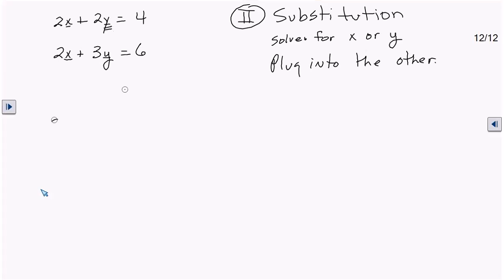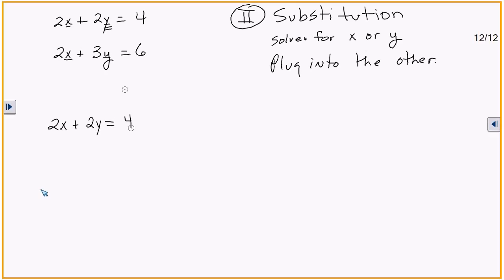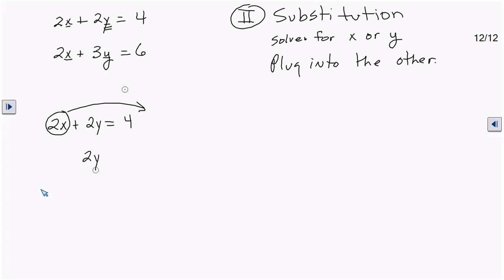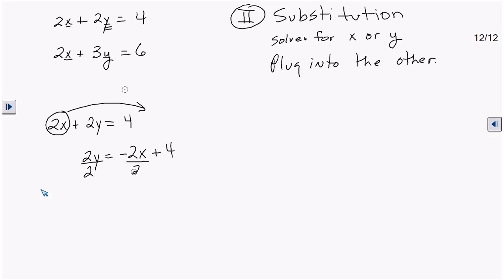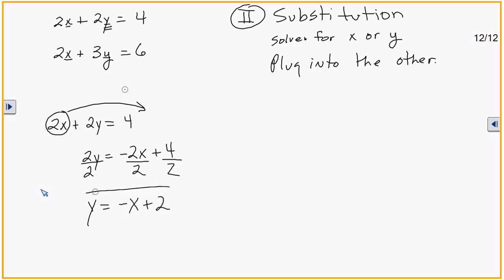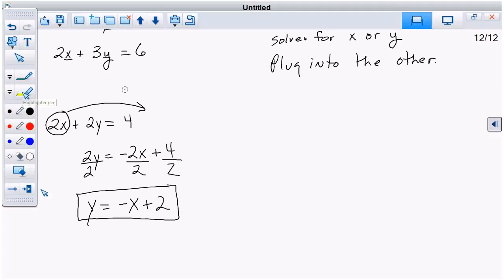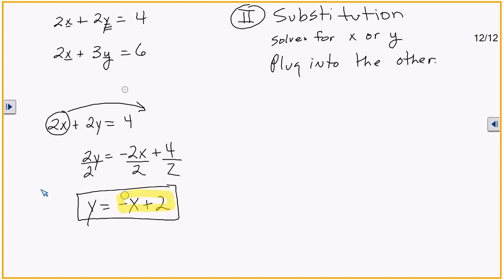So I'm going to come down here and I'm going to say 2x plus 2y is equal to 4. I'm going to take this across the river, and that gives me 2y is equal to negative 2x plus 4. Divide by 2. Y is equal to negative x plus 2. So now I've got one of my y's, and I'm going to highlight that. One of my y's is equal to negative x plus 2.